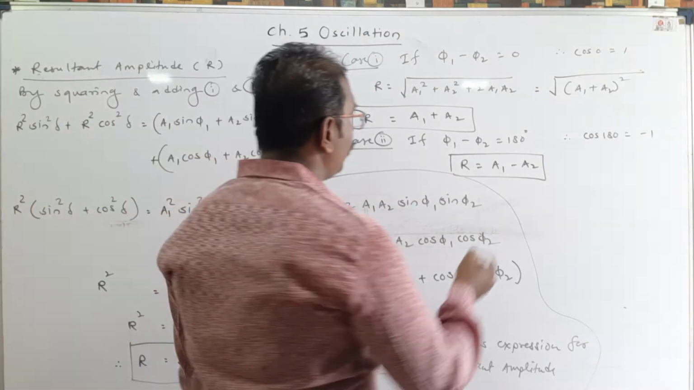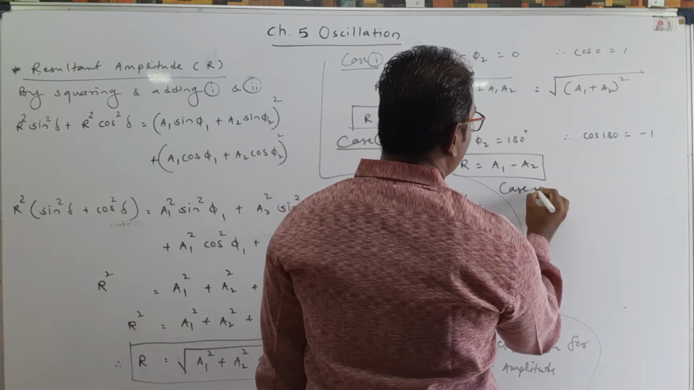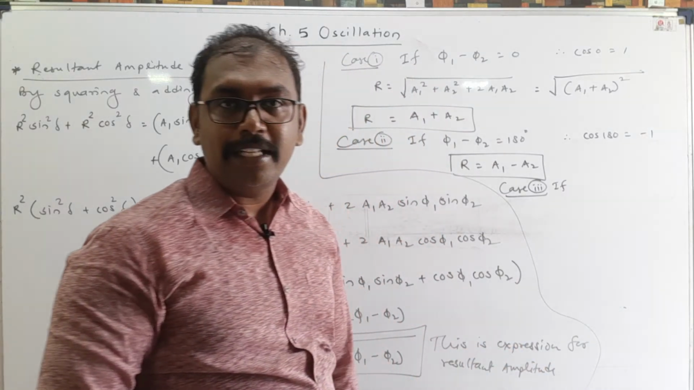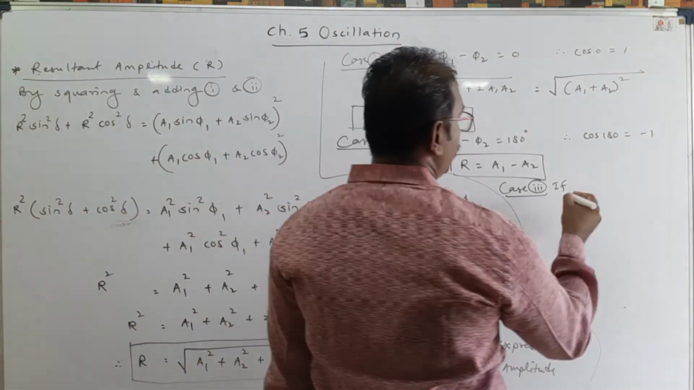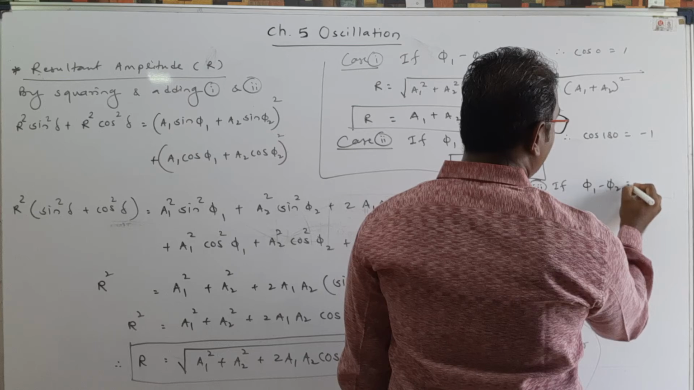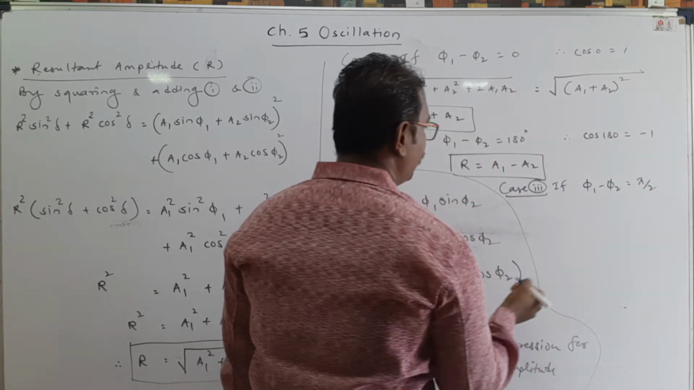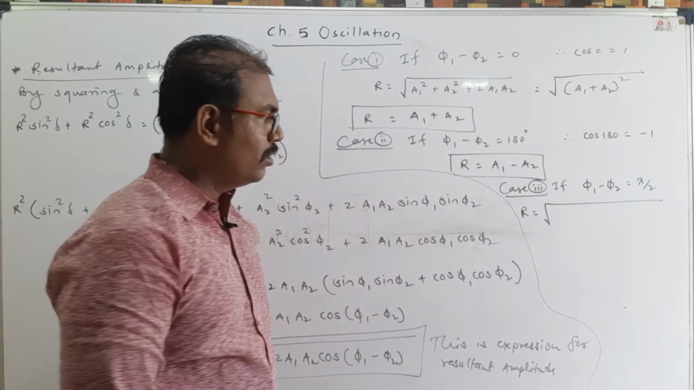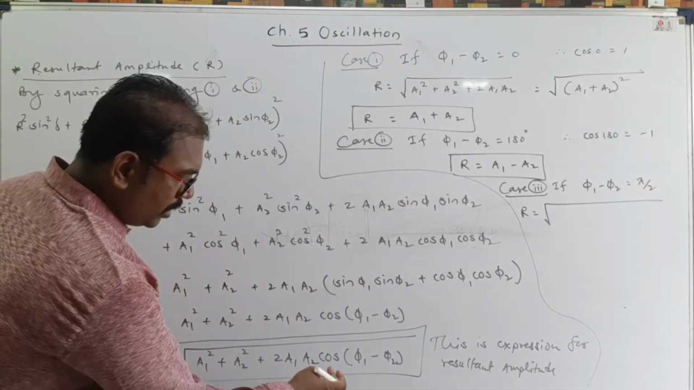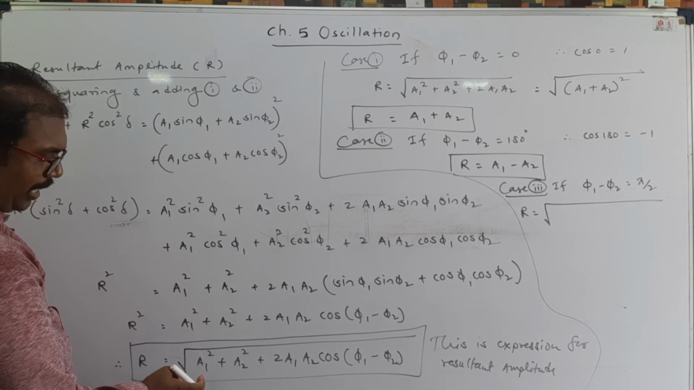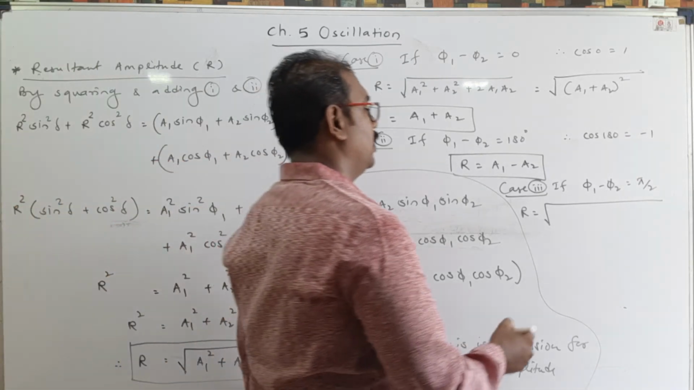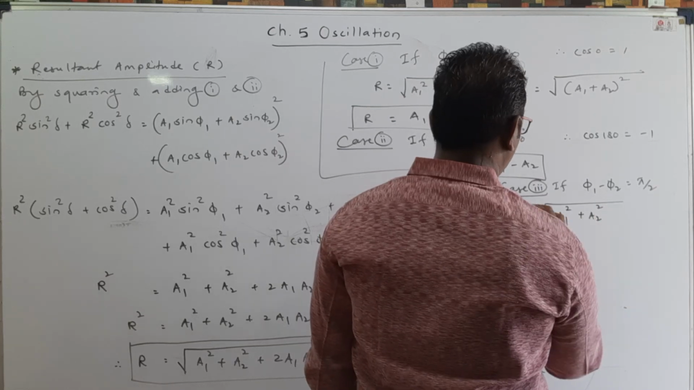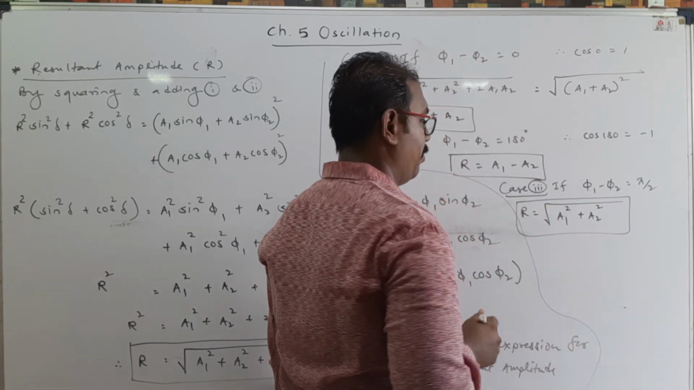Case 3: one more case we have to write. If they are out of phase with the phase difference pi by 2, that is, if phi 1 minus phi 2 is 90 degree or pi by 2, then r is equal to under root. You know that cos 90 is 0, so 0 into this is 0. So we get under root a1 square plus a2 square. So this is the resultant amplitude.